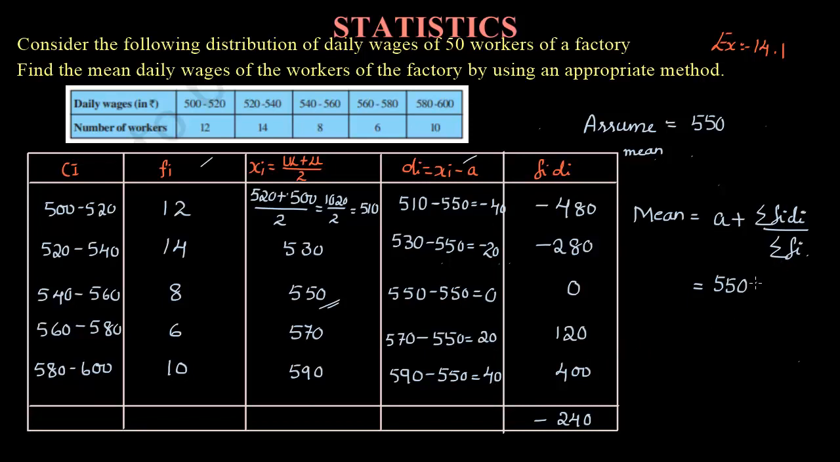So 550 plus summation of fi into di, how much we got? It is negative 240. So let me write in bracket minus 240 divided by summation of fi. We did not add this; add all these values and check how much it is. Is it 50? Yes. So after adding these values, you will be getting 50 here.